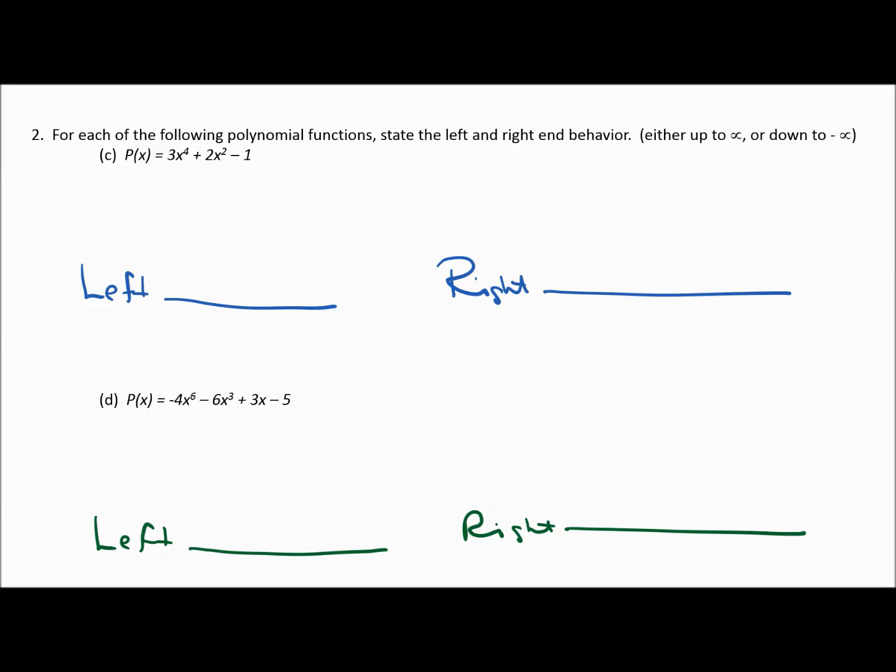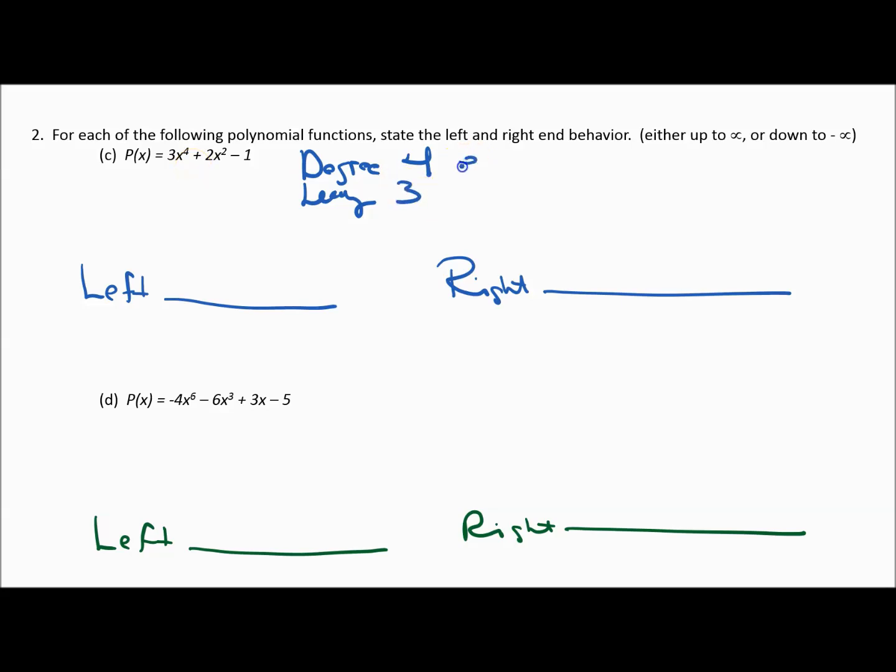So for this first polynomial, or C, we have a 3x to the fourth. Notice this polynomial is expanded. There's no multiplying out required for this, which means the degree is the highest exponent, which is 4 in this case, and the leading coefficient is the constant in front of the x to the fourth, the x value that gives you the degree, which is 3.